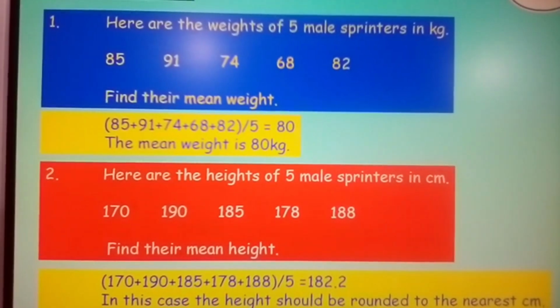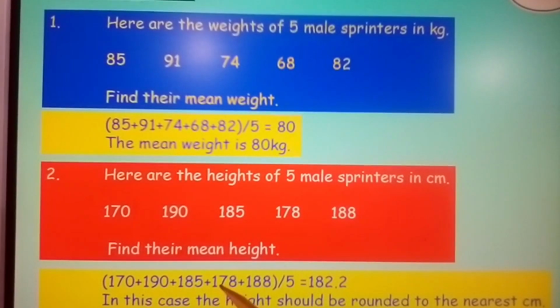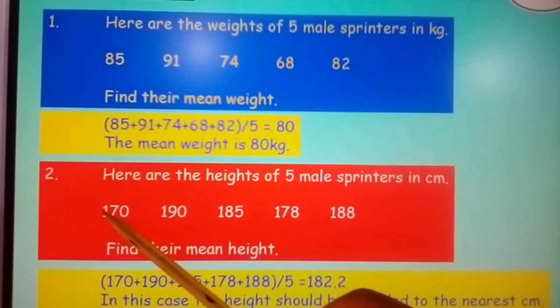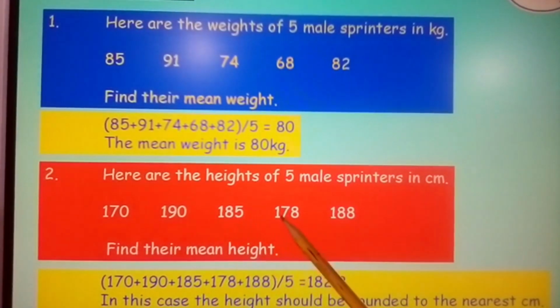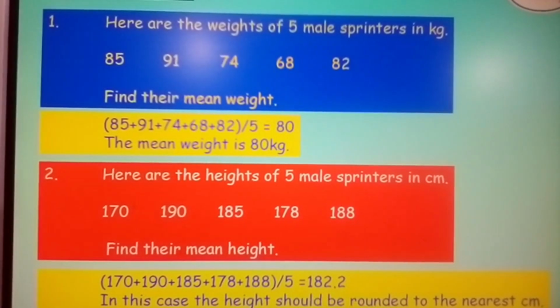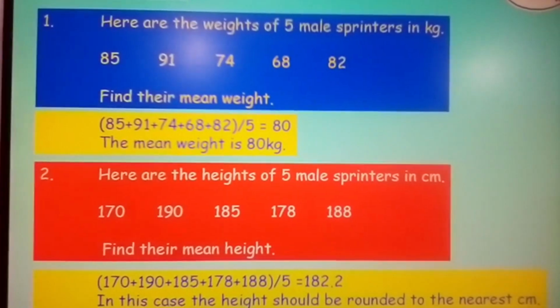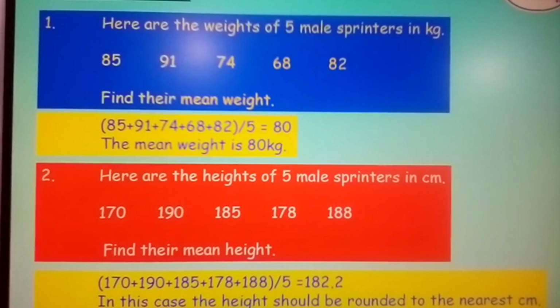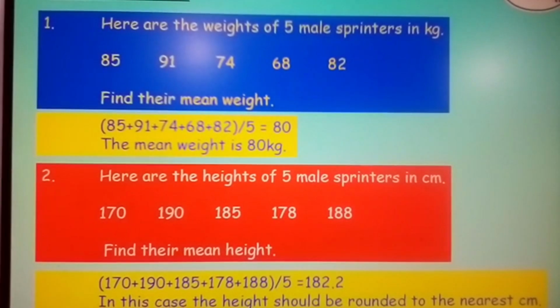Okay, right. So 170 plus 190 plus 185 plus 178 plus 188 divided by 5. Now the 5 comes from 1, 2, 3, 4, 5, and that equals 182.2 centimeters. In this case, the height should be rounded to the nearest centimeter. The mean height is 182 centimeters.